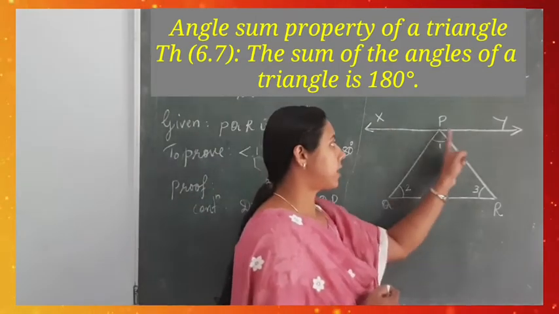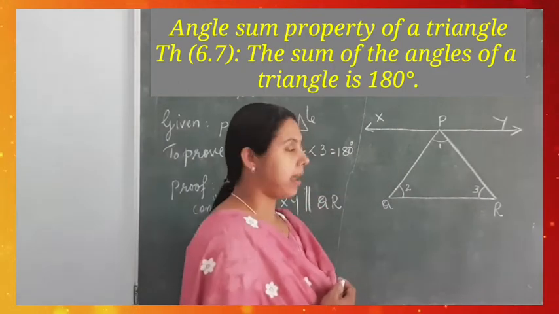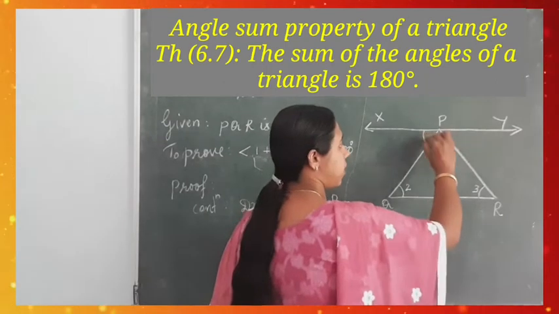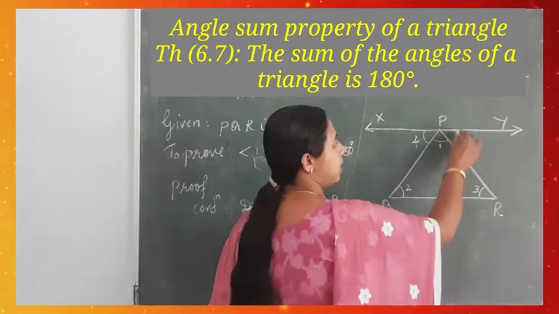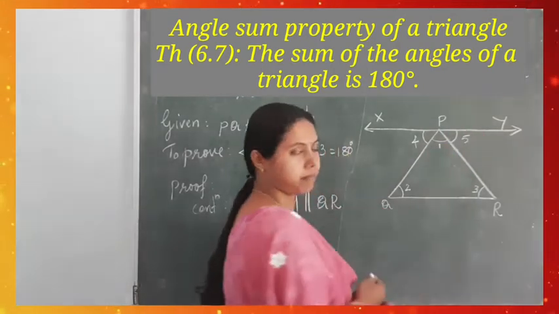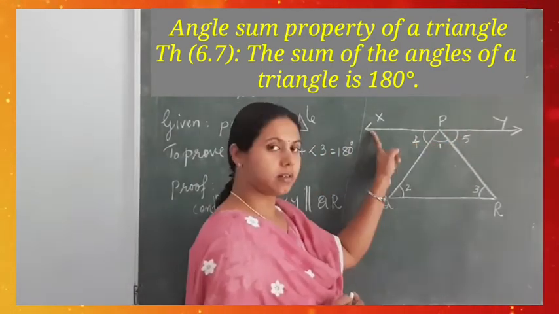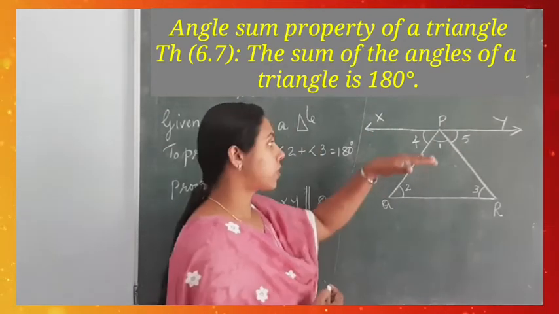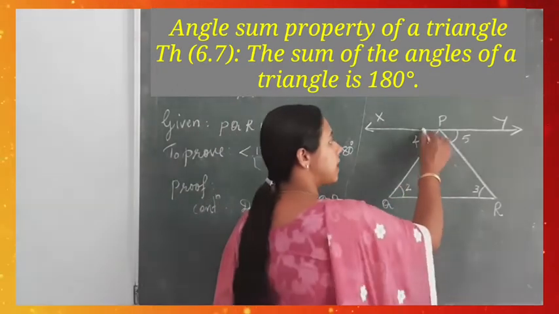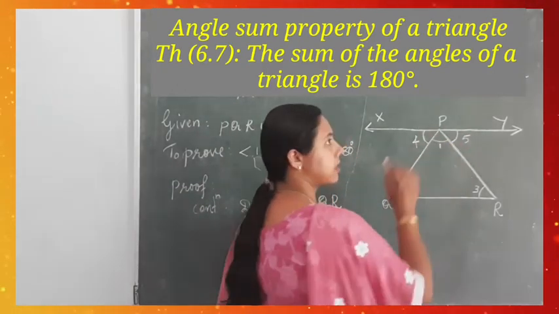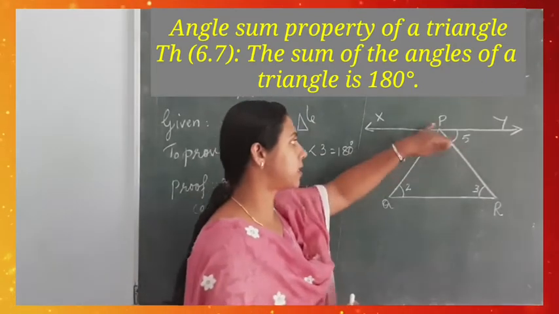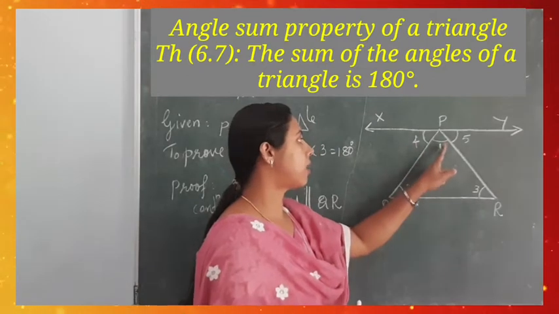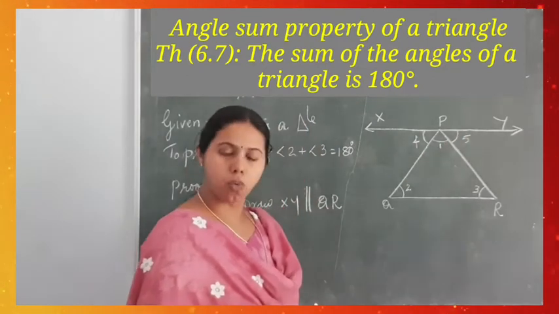Now, when you draw this parallel line, you can see that two more angles are formed. Here you can mark this as angle 4, and this you can mark as angle 5. When you observe this, we know that XY is a line. So the sum of these three angles is 180 degrees. They form a straight line, so this is a straight angle. So angle 1 plus angle 4 plus angle 5 is equal to 180 degrees.